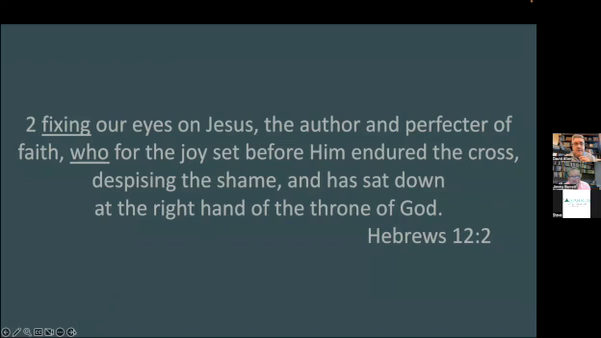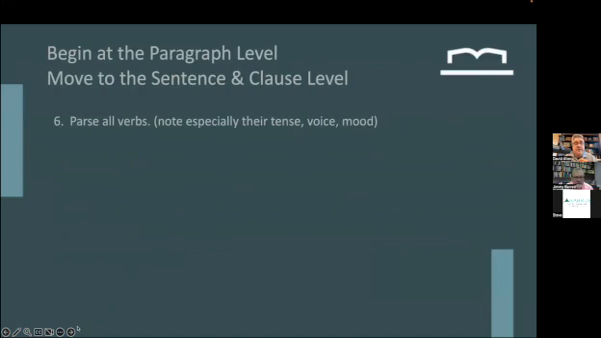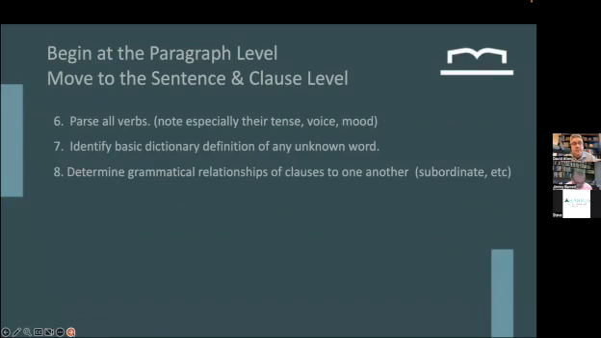So the point of this step, let me get back now to where we are. The point of this step, go back to number 6 right there, is you want to parse all the verbs, and then you want to identify basic dictionary definitions. Here we are, number 8. The point of this step is to determine the relationships of the clauses to one another. And so you make notes on that, because that tells you that this sub-step right here in the big picture of exegesis, determining what clauses modify what, is crucial to identifying the meaning of your text.